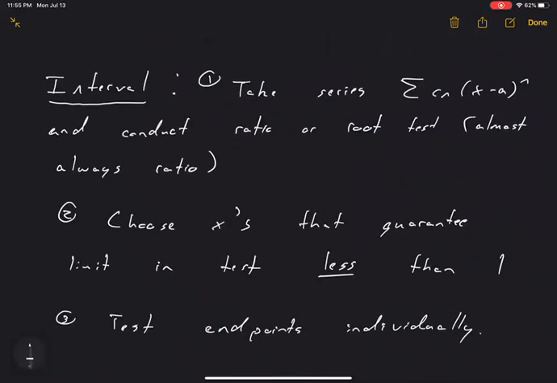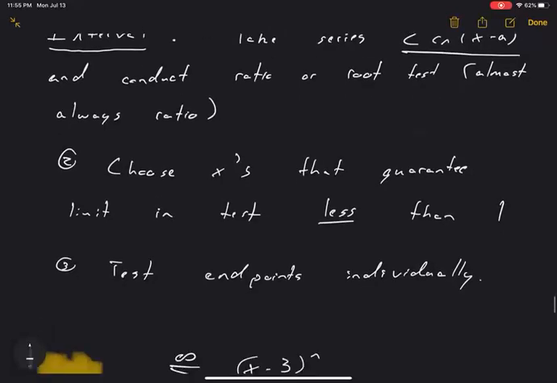So I'm going to take that power series, and I'm going to conduct the ratio test on it. I could do the root test, but the ratio test is almost always what we're going to use. Okay. So step one: take my power series and conduct the ratio test on it. Step two is when I do my ratio test, just like in my argument before, I'm going to end up with a limit like this.